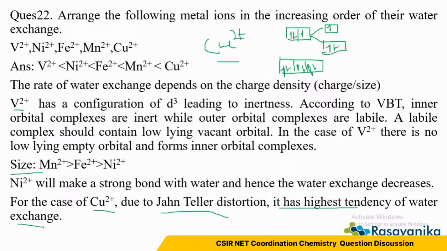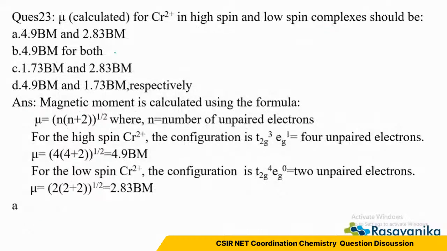Okay. So talking about the next question. We have to find the magnetic moment. So magnetic moment is also very important for chromium, for the exam. Mu calculated for chromium 2 plus complex in high spin and low spin complexes would be. So for high spin, the configuration is 4s1 3d5, and if we remove 2 electrons, it will be d4, and low spin also it is chromium 2 plus d4. But the arrangement will be different here.